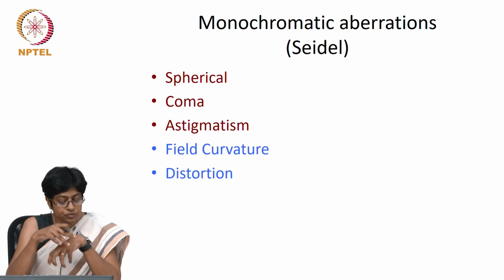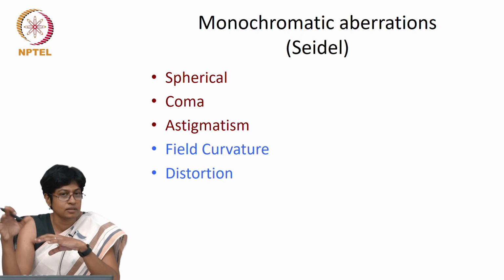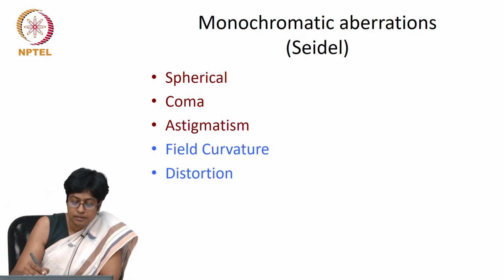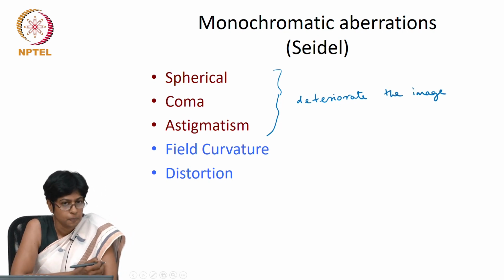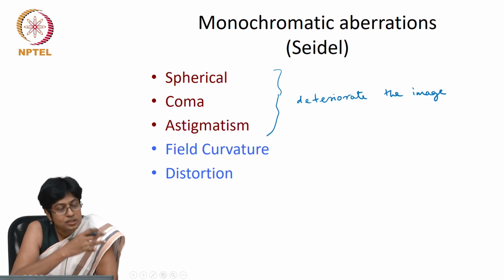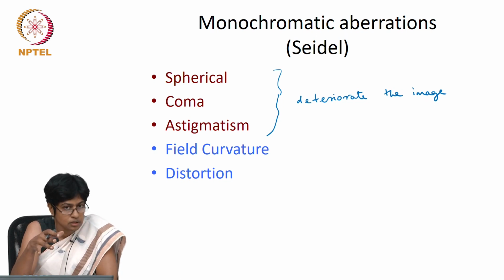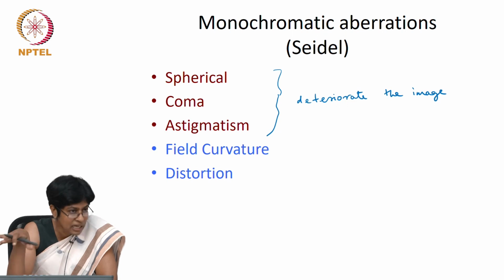Now I've written them in different colors because while they all affect the final image, these 3 actually deteriorate the image. That means you don't get a good quality focus or a good focused image. Even if you do, you will not get a focused image throughout the image plane. There may be regions of the image that are focused, but there will be other regions that are not focused well. Okay, so they actually deteriorate the quality of the image.